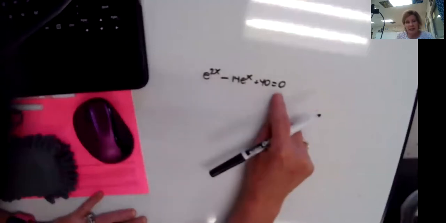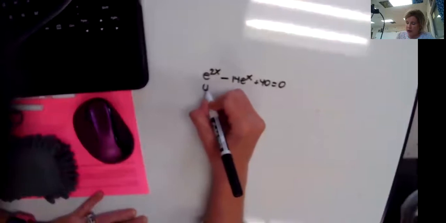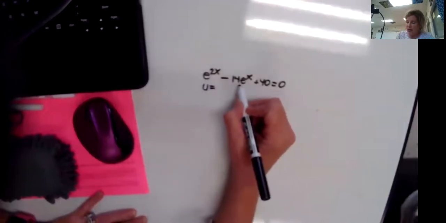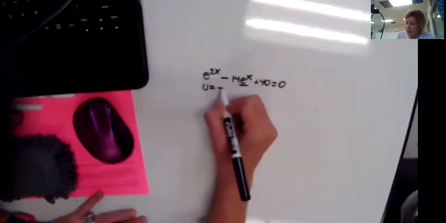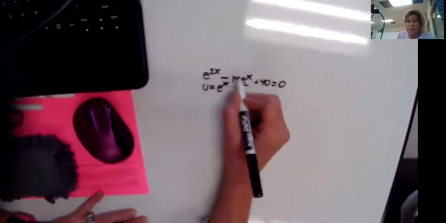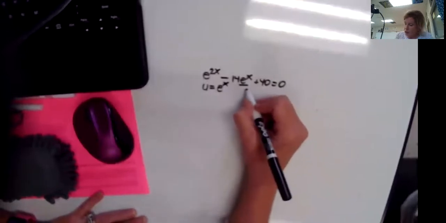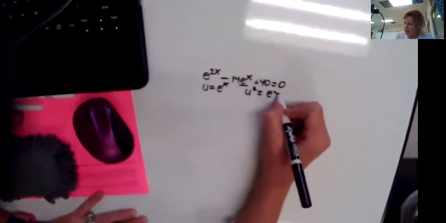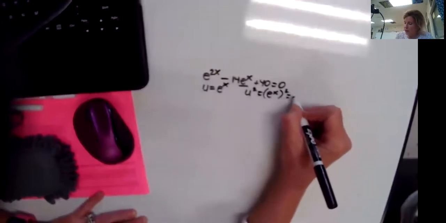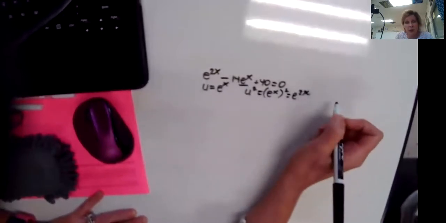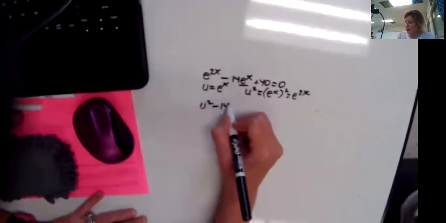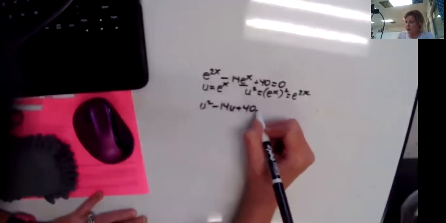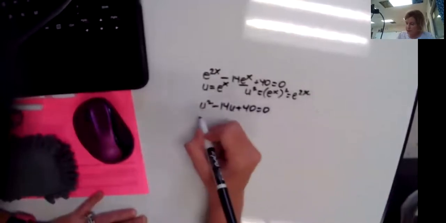The next thing is that this looks like a quadratic equation. If you let u, or whatever dummy letter you choose, be the variable portion of the middle term, then u squared is e to the x, squared. Power to a power means multiply your exponents. Then I can rewrite my equation as u squared minus 14u plus 40 equals 0.